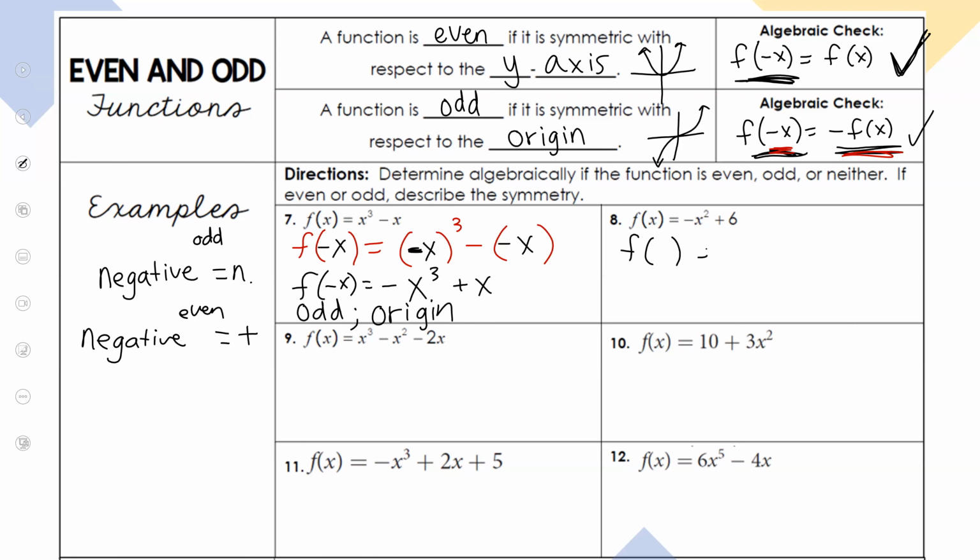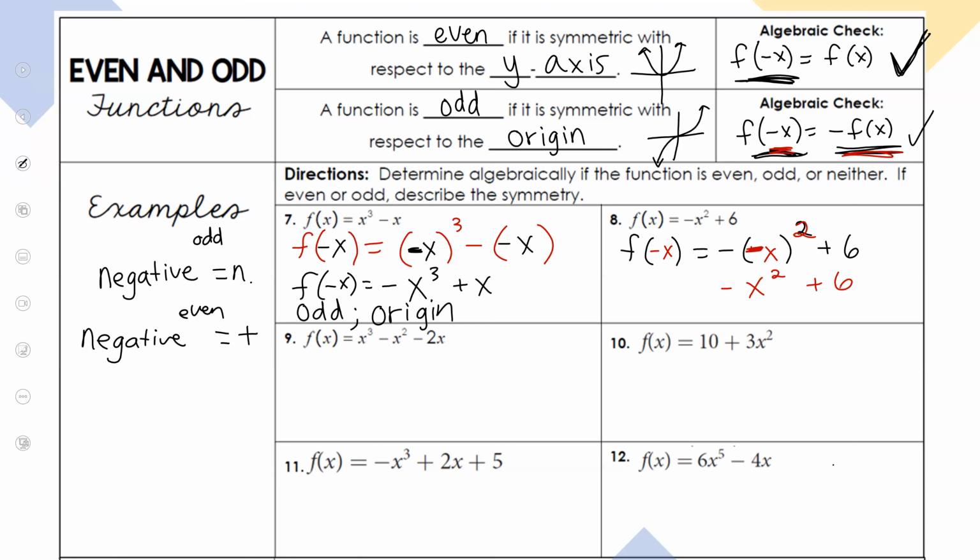We're going to have the same test, and we are going to plug in a negative x. Okay, I have a negative raised to an even power. So what is it? It's positive, but then there's a negative in front. And then I have a plus 6.